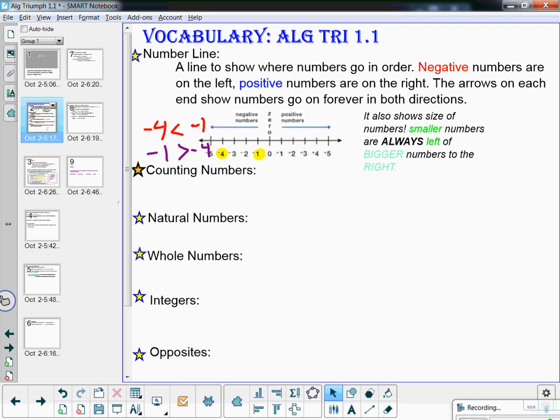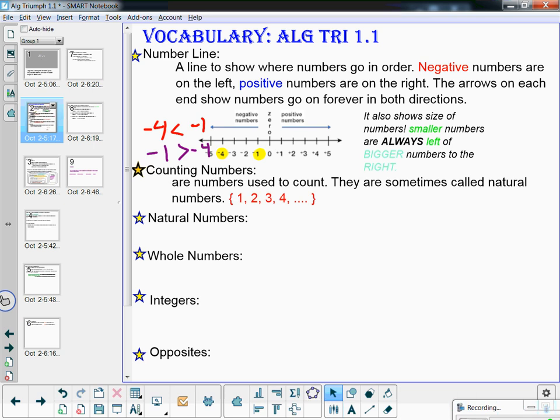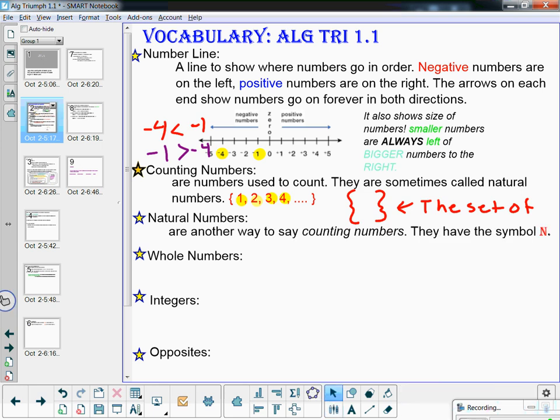Counting numbers are numbers used to count. They're sometimes called natural numbers. We have a symbol to pay attention to here. These funny brackets mean the set of. The natural numbers are the set of numbers 1, 2, 3, 4, and so on. Natural numbers are another way to say counting numbers. They have the symbol N. Natural numbers are the set 1, 2, 3, 4.